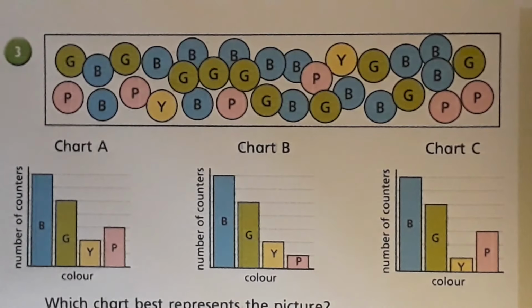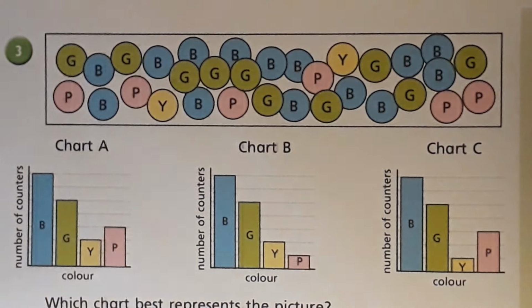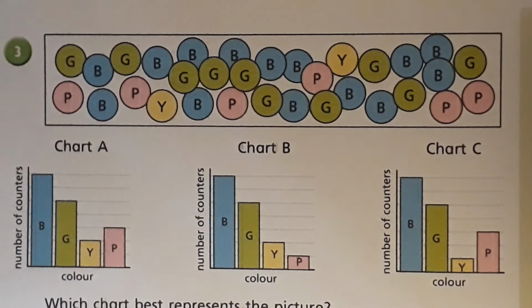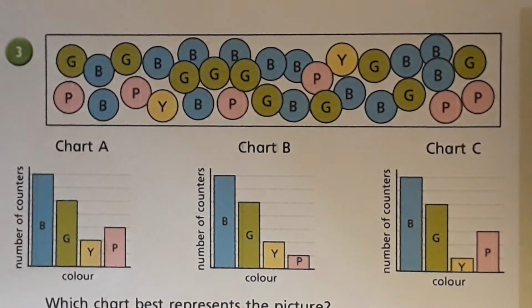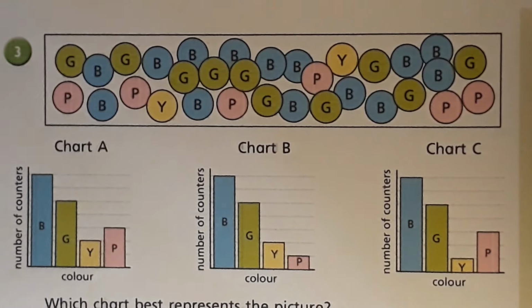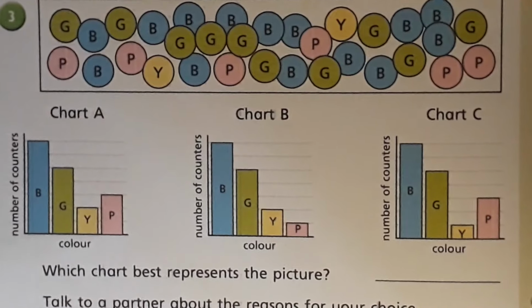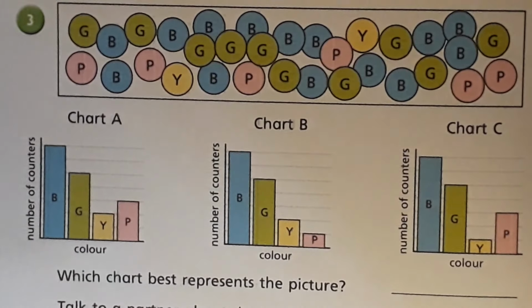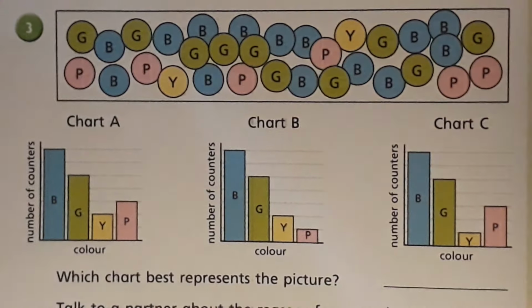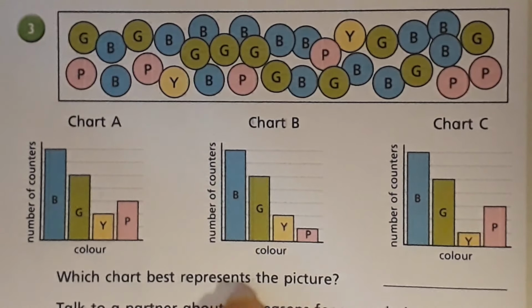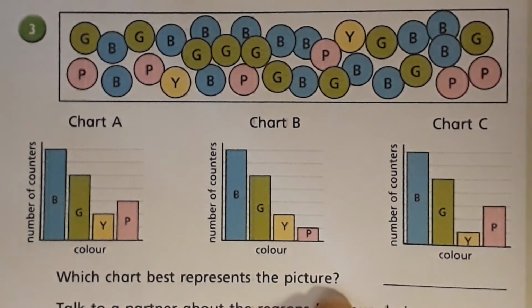Okay, and as we're going forwards, the questions are not hard. There's just a lot of information involved. So don't be put off by the fact that there's a lot of counters there, and it looks really complex, because it's not at all. Okay, so it says, which chart best represents the picture?